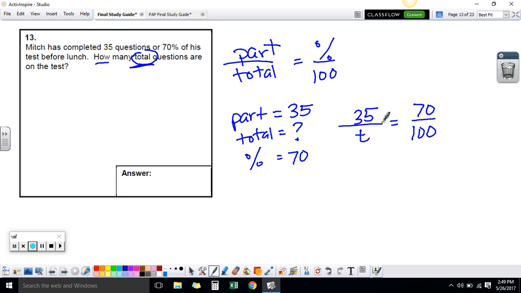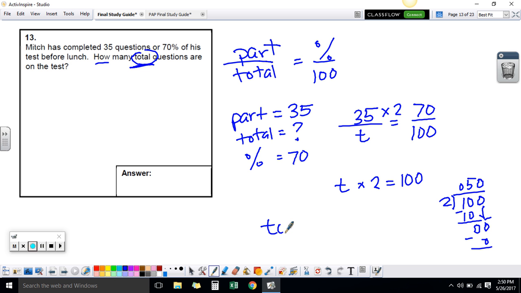Okay, so this one you can cross multiply and divide, but I kind of see that if I take 35 times 2, I'm going to get 70. So that means that our total times 2 is going to give me 100. So you can take 100 and divide by 2, and hopefully you did that really quick in your head, and you got 50. Here's the work if you need to back it up. So our total is 50 questions. So we've got 50 total questions. So far he has completed 35 of them. So 35 is 70% of 50.